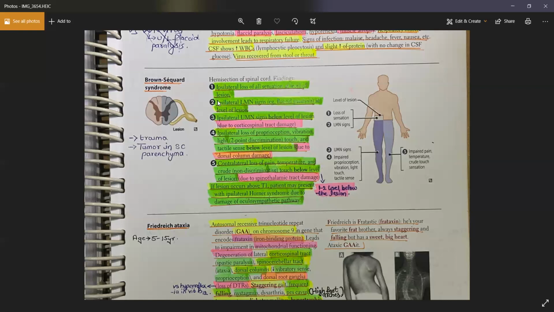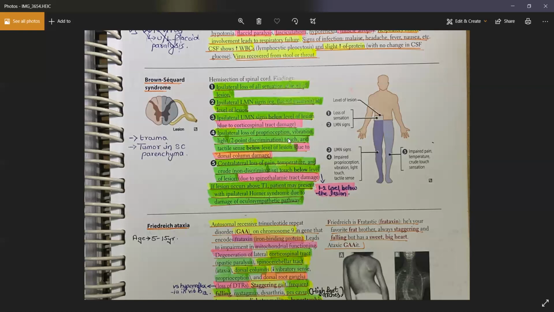Now, below the lesion, you have the posterior corticospinal tract and the lateral spinothalamic tract, and when they get damaged, because of damage in the corticospinal tract, you will be having ipsilateral upper motor neuron signs below the level of lesion. Is that okay? Now, because of damage in the spinothalamic tract, you are having a contralateral loss of pain and temperature below the level of lesion. Now, because of damage in the dorsal columns, you're having an ipsilateral loss of vibration, position, and touch. Is that okay?